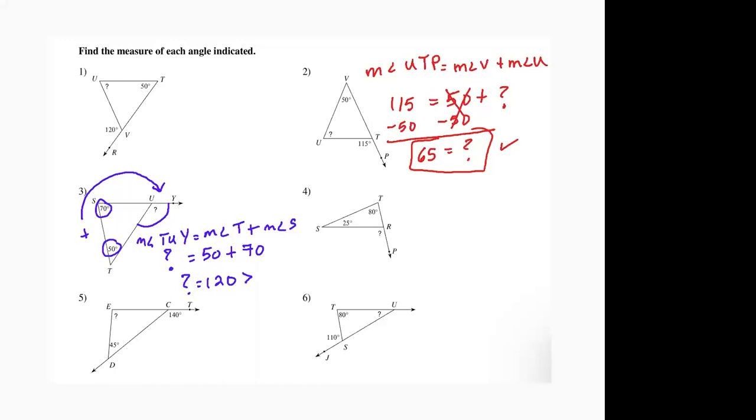Now, number 4. We're doing the measurement of angle SRP. It is going to equal the measurement of angle S plus the measurement of angle T, right? By the way, notice the exterior angle is always equal to the two angles furthest away from the exterior angle. It cannot be angle R. It can only be angle S and angle T. So angle SRP is the question mark. I don't know what that is. Angle S is 25.